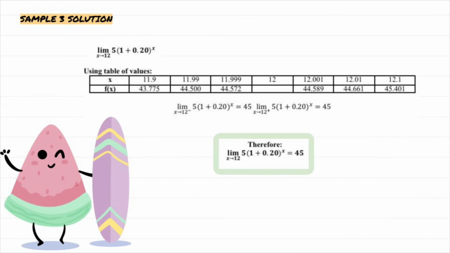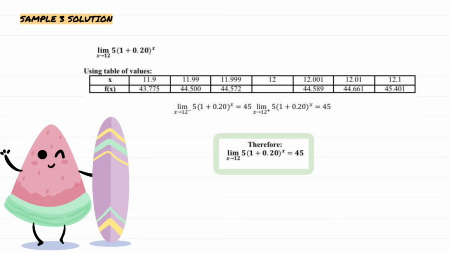Solving for our last sample, we simply have to change our a or starting value to 5 once more. Therefore, we are going to find the limit as x approaches 12 of the function 5 multiplied by the quantity of 1 plus 0.20 raised to the power of x. Using your table of values, simply substitute the same x values we used for the past two samples into the new function to get their corresponding y values. Once you have completed your table, your values should be similar to what is being flashed on the screen right now.